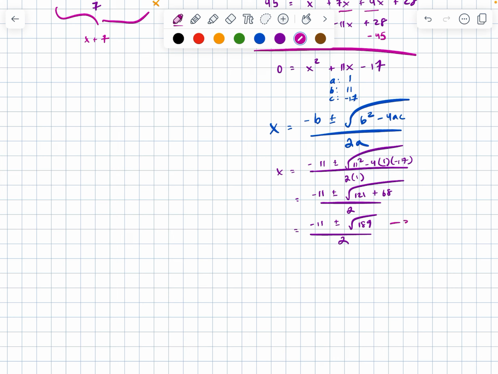Now, if I could, I would take the square root of 189, but 189 is not a perfect square, which means I need to find some factors that are. Notice that 189 is divisible by 9. 9 times 21 is equal to 189, and 9 is a perfect square, which means I can rewrite this using my product property as the square root of 9 times the square root of 21, and I can simplify the square root of 9 to reveal that negative 11 plus or minus 3 times the square root of 21, all over 2, is my final answer. And I'm done.